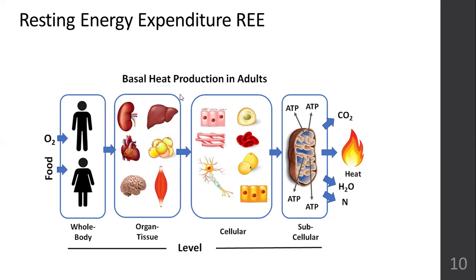Body size and composition as well. People who have more muscle mass have a higher resting energy expenditure. With more thyroid hormones, REE will also increase. With fever and illness also, just like basal metabolic rate, your resting energy expenditure increases.